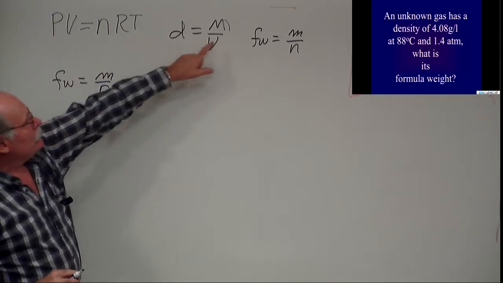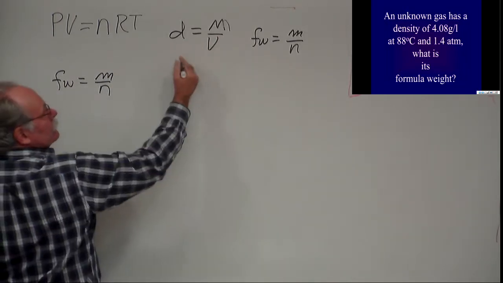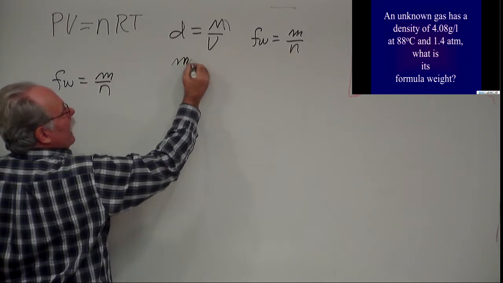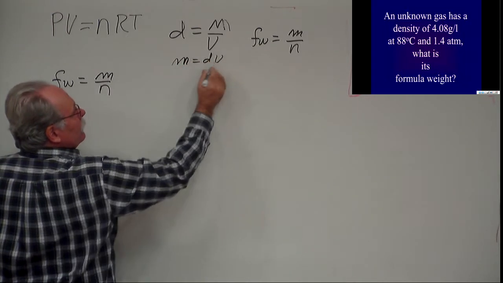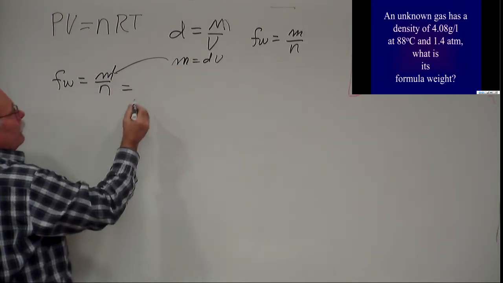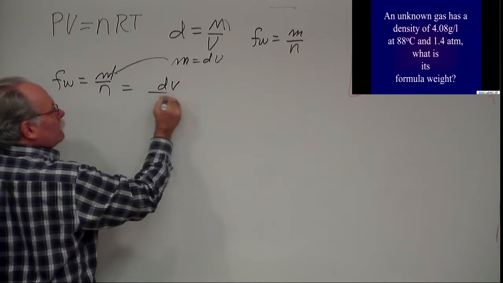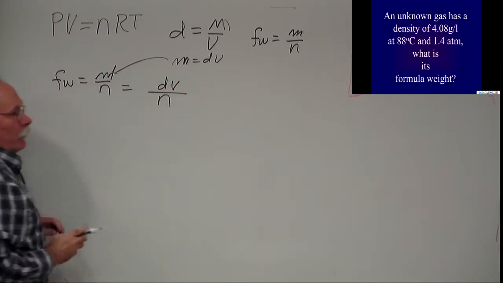So I could say that the mass is equal to the density times the volume and substitute this in. So over here, I could say the mass is equal to dV. So if I substitute this into here, I now have the formula weight is equal to the density times the volume over the number of moles, okay?